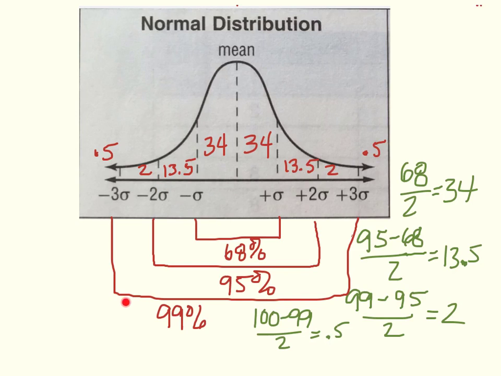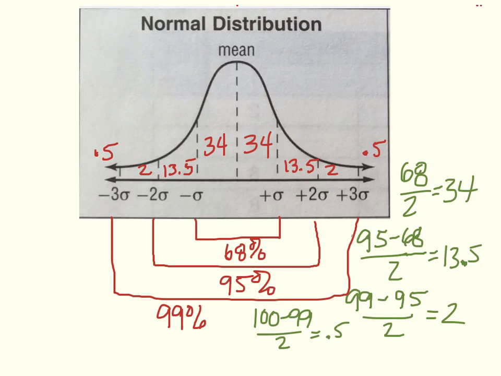If I take 99 and subtract from it 95 and divide by 2, that means 2% of the data falls between 2 and 3 standard deviations, and between 2 and 3 standard deviations on the negative side. And 100 minus 99 divided by 2 is 0.5, so 0.5% of the data will fall above 3 standard deviations, and 0.5% of the data will fall below -3 standard deviations.